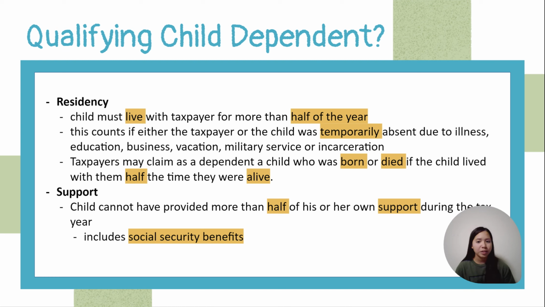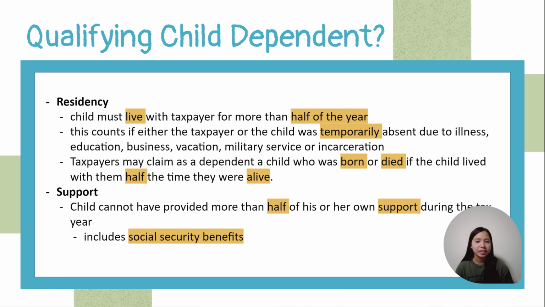Taxpayers may claim as a dependent a child who was born or died if the child lived with them more than half the time they were alive. So in the rare and very unfortunate event that a taxpayer had a child who, say, was born and died at 7 months, if the child was in their care and lived with the taxpayer for at least 3.5 months, so over halfway through, then the taxpayer could still claim the child as a dependent.